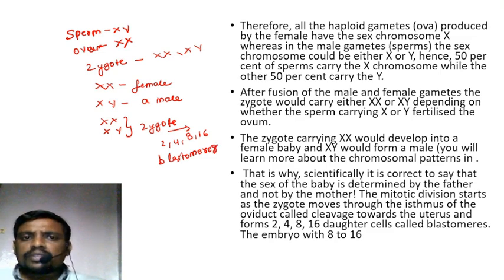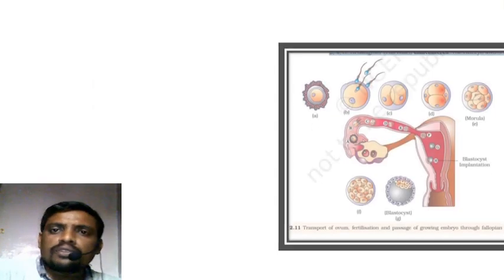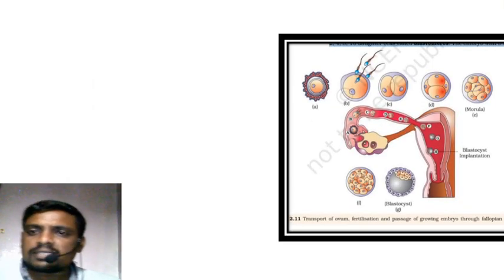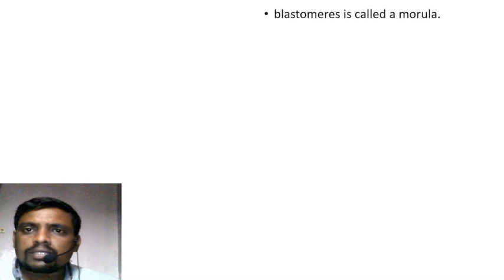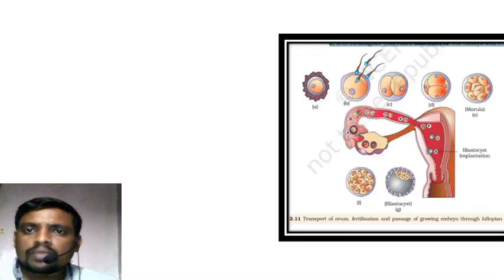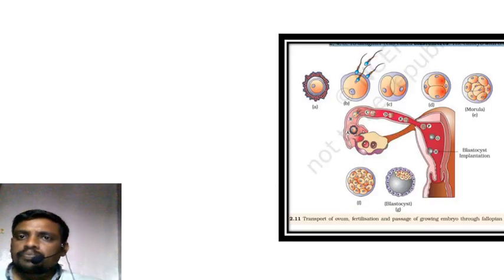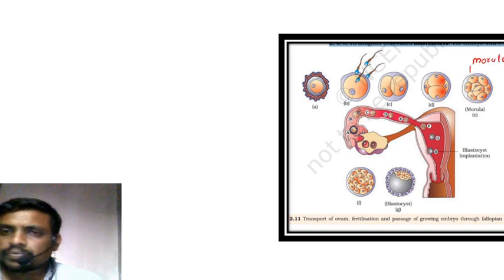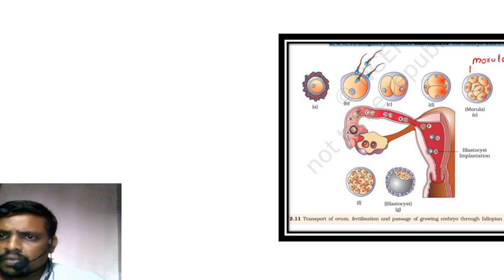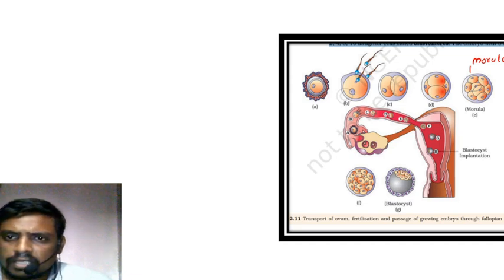The embryo with 8 to 16 cells, what is it called? It is commonly called a morula. What is that? Morula. You can see the structure of the morula here in the diagram. This is called the morula. You can see the movement of the zygote from the fallopian tube towards the uterus. These are the sequential events.